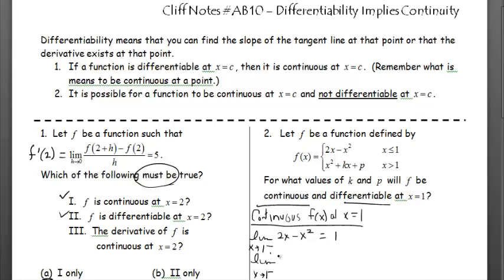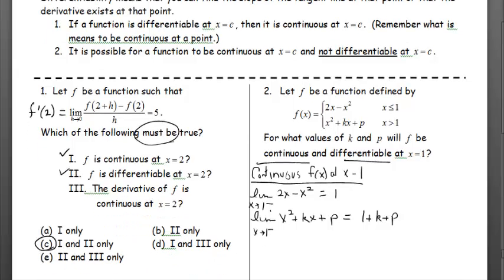Let's approach 1 from the right. Everywhere you see an x, plug in 1. So that's going to be 1 plus k plus p. All right, set those two equal to each other.